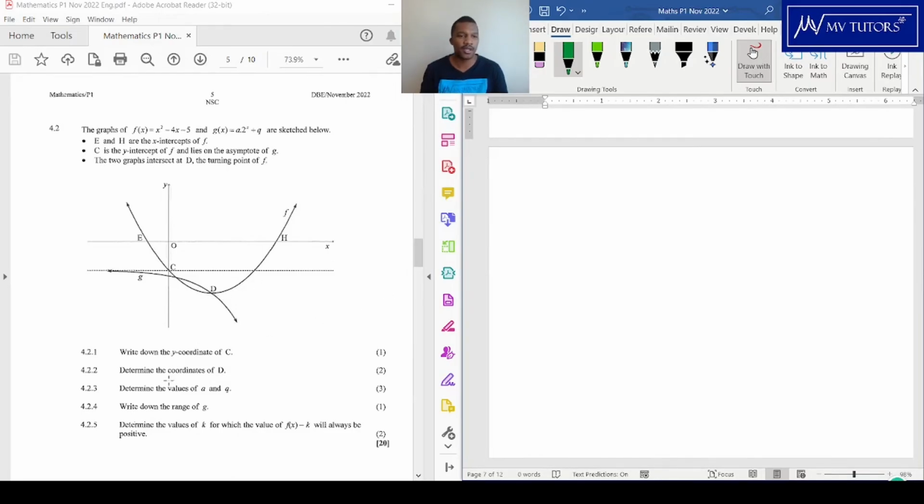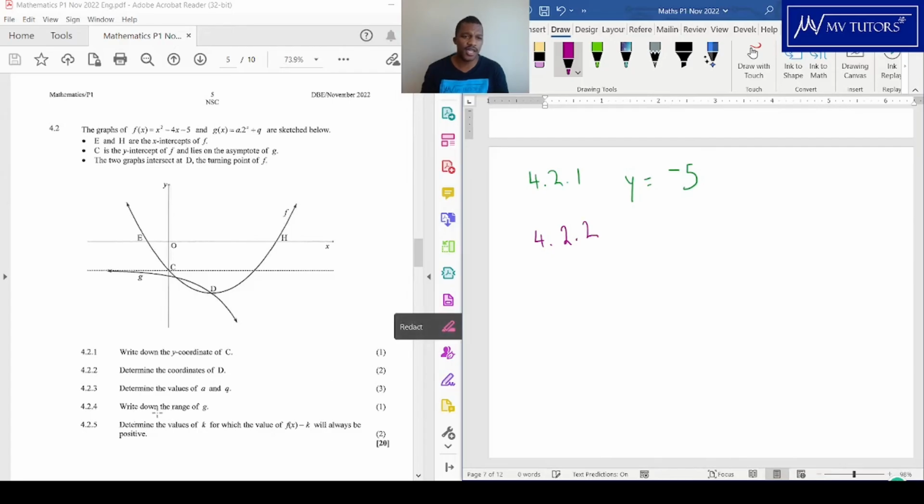All right. First question, write down the y coordinate of C. Okay, so what do we know about C? We've been told that C is the y-intercept of f. How do we read off the y-intercept of a quadratic function? We just go over there. That's the C value, the y-intercept value, which is just -5. That's it.